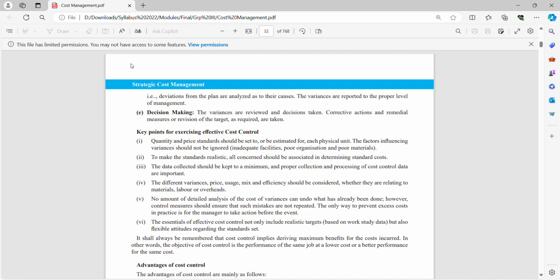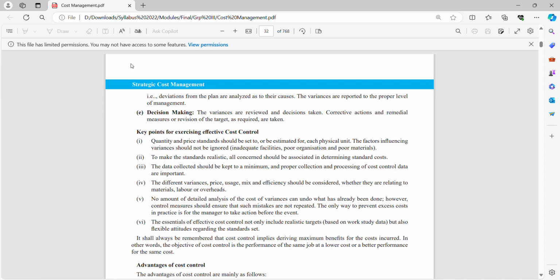What all are the key points? So quantity and pricing standards should be set or be estimated for each physical unit. Okay, quantity and pricing standards need to be set: for this much quantity, this much should be the pricing standard. Then factors influencing variances should be identified, and they should not be ignored. Need to work on that. To make the standard realistic, all concerned should be associated in determining standard cost. The data collected should be kept to a minimum, and proper collection and processing of cost control data are important. So all cost should be kept at minimum.